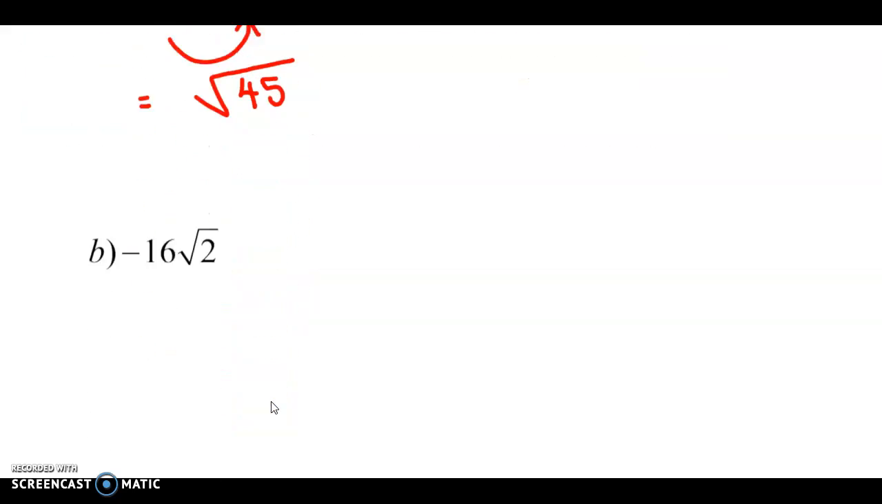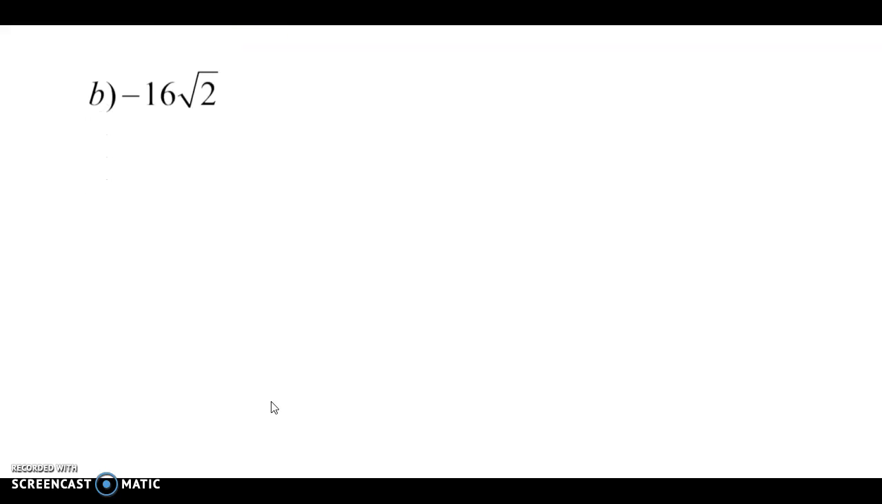Let's take another look at an example, B. In this example, we have a negative outside. Let's begin by rewriting. We can write this as -1 multiplied by 16 root 2. So we're not going to take the negative inside the square root.